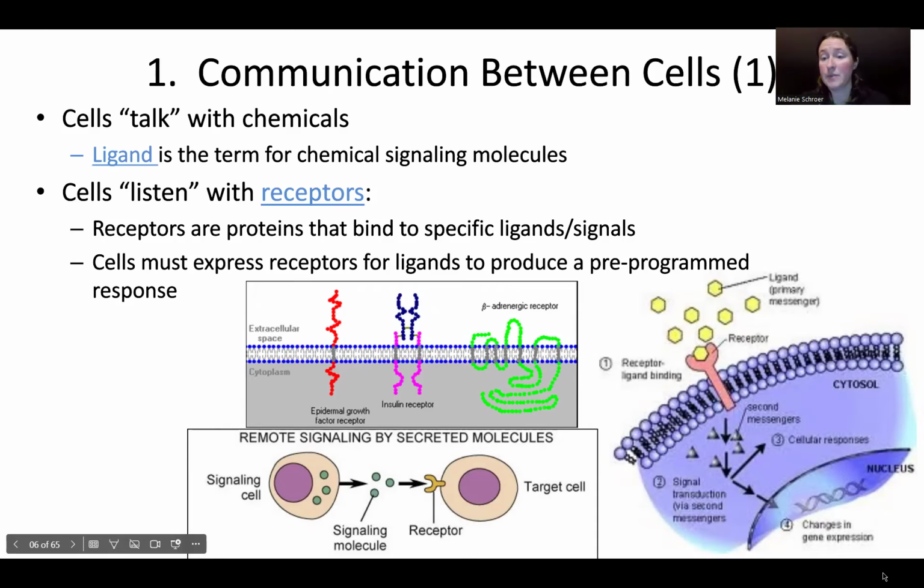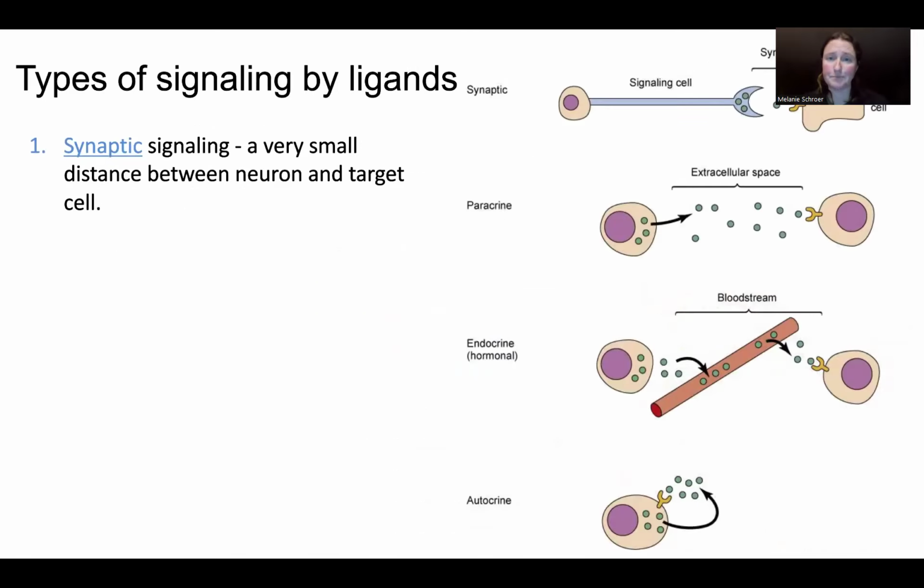Sometimes there are other cellular responses, right? Maybe we will start to break down glycogen to liberate some glucose into the blood. Maybe we will open an ion channel, right? Whatever it is, this particular message binding to this particular receptor is going to induce a pre-programmed response within the cell. And so we have a lot of different types of talking back and forth, of signaling by ligands. Usually this is classified according to how far away the talker and the listener are.